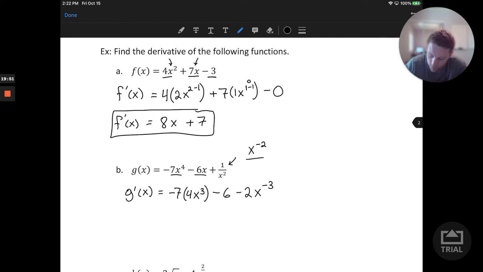Now we can clean this up just a little bit. g prime of x is going to be negative 28x cubed minus 6, and then minus, we'll have 2 divided by, we can put this back in the denominator as a positive power of x, so 2 over x cubed. And that would be our final derivative there.